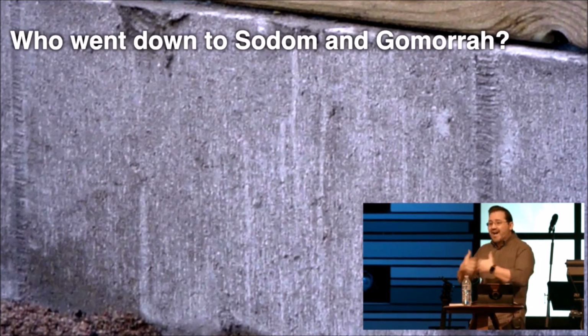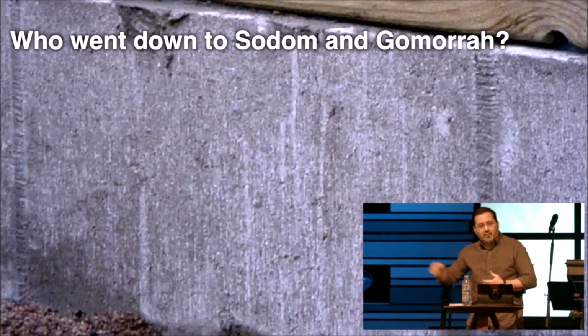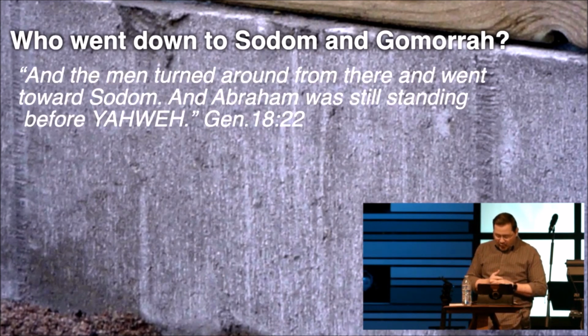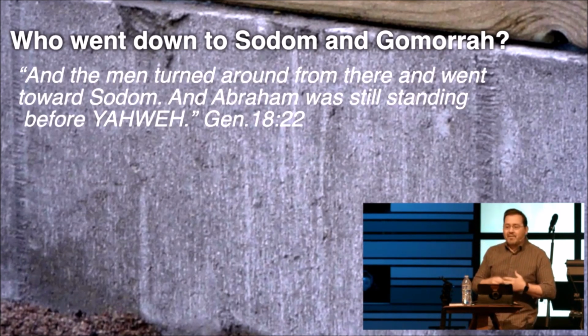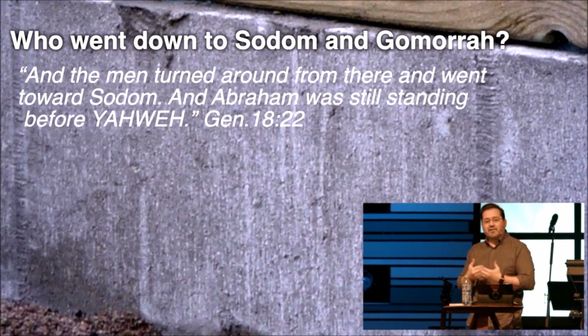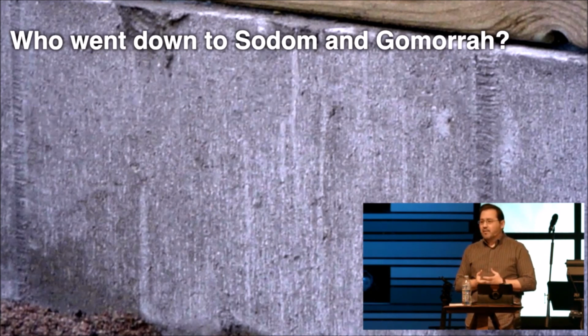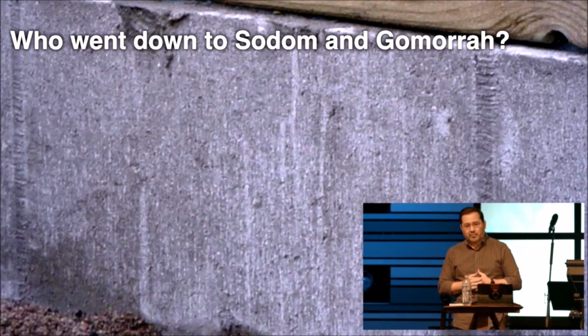After Yahweh says, "I will descend, I will go down," it says, "and the men turned around from there and went towards Sodom, and Abraham was still standing before Yahweh." So who went? The other men, because we're going to see in chapter 19 that two men approach Lot. So two go and one stays with Abraham. But Yahweh said, "I will go down, I will descend."